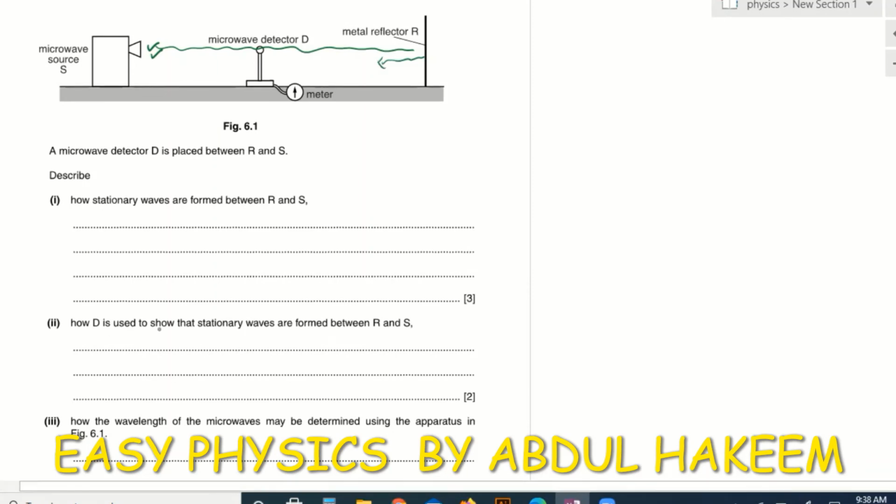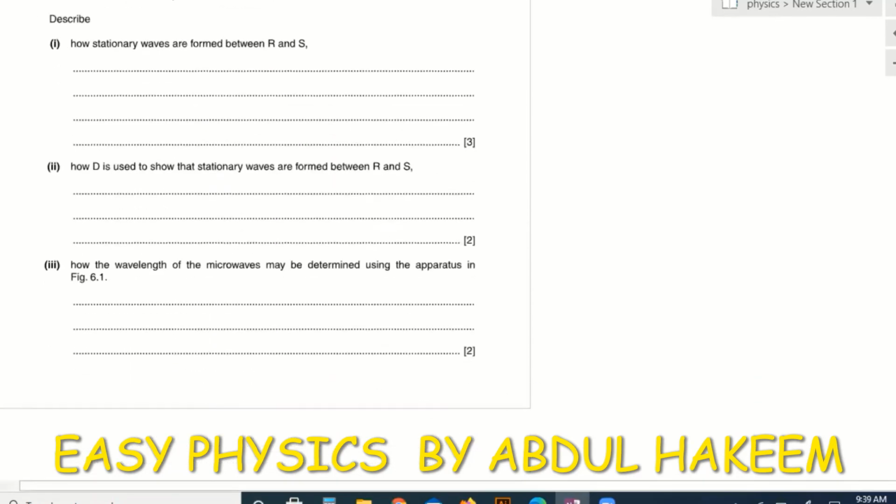Next is how D is used to show that the stationary waves are formed between R and S. Look, when the detector is moved between S and R, there will be continuously minimum and maximum reading on the display of the detector. Minimum and maximum mean nodes and antinodes are formed. So if there are continuously minimum and maximum readings, it means stationary waves are formed.